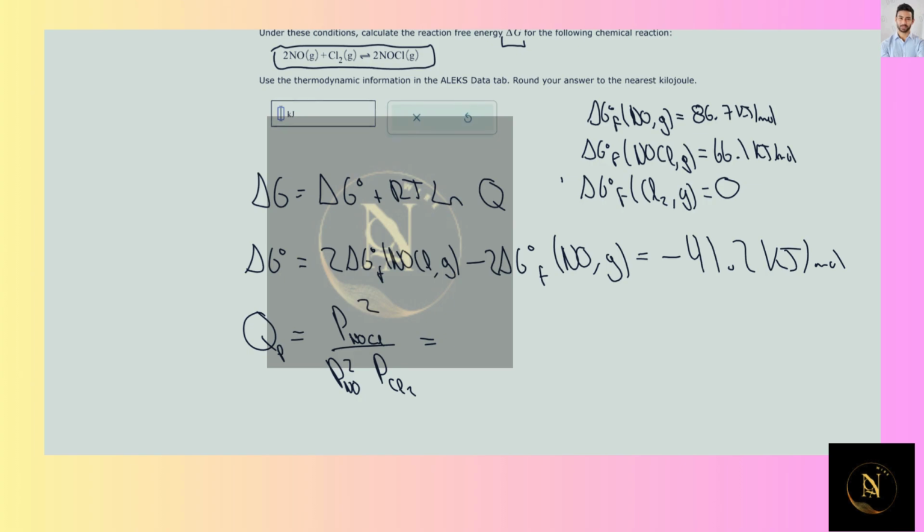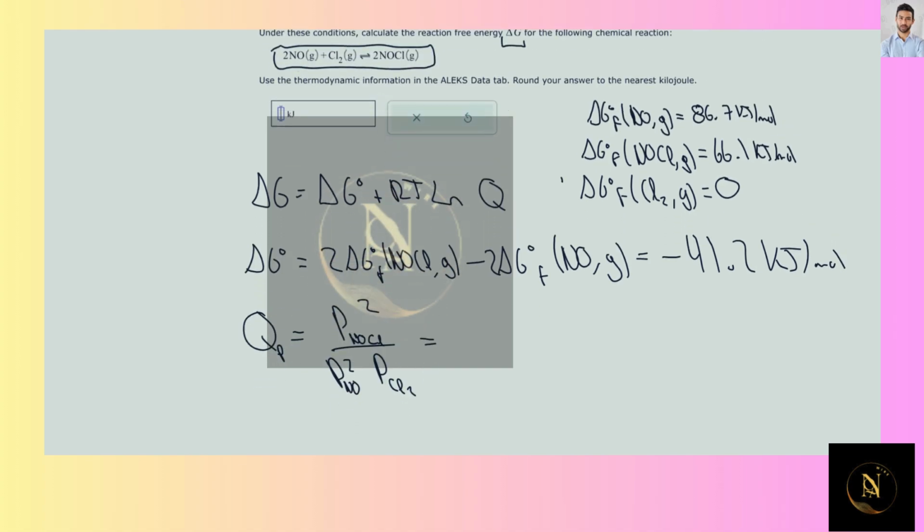Now, with the information for the pressures of the gases, we know that the quotient of concentrations, or the quotient of pressures in this case, is going to be equal to the pressure of NOCl squared divided by the pressure of NO squared times the pressure of Cl2. Remember that the quotient of concentrations or of pressures is going to have no units because those are going to be given in terms of activities.